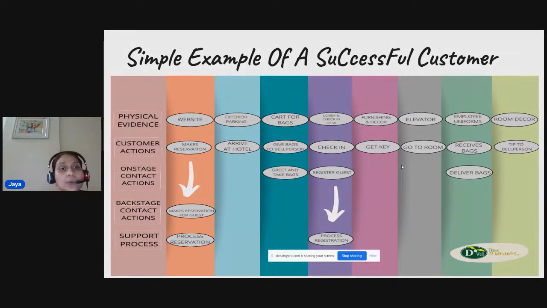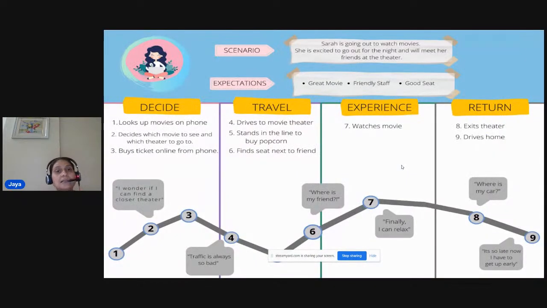The third slide comes with a scenario. There is a girl named Sarah, who is going to watch a movie with her friends. She is very excited to go with her friends to watch a movie. But can you tell me what her expectation would be in the first part, when she decides to go for a movie with her friends? The expectation she has already set in her mind is that it should be a great movie, the staff should be friendly, and the seat should be very relaxing. That's what we understood as the expectation.